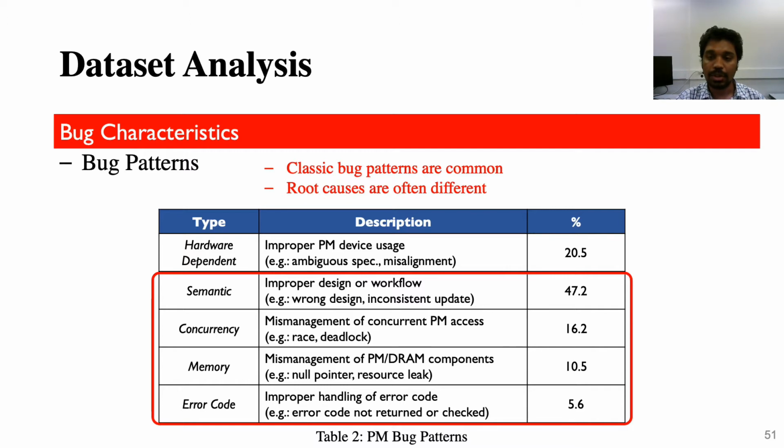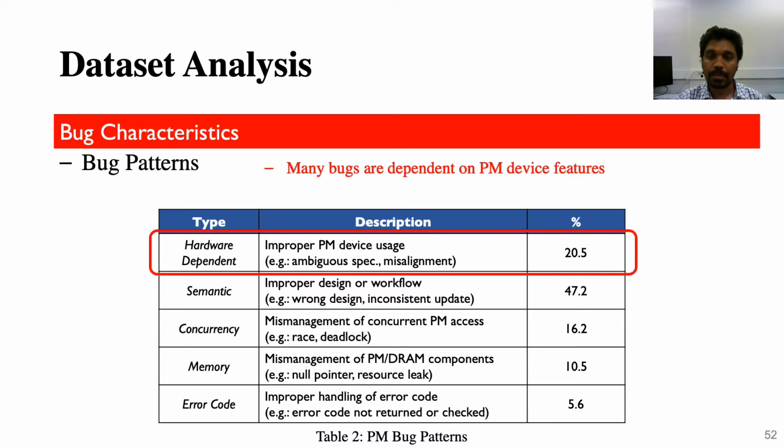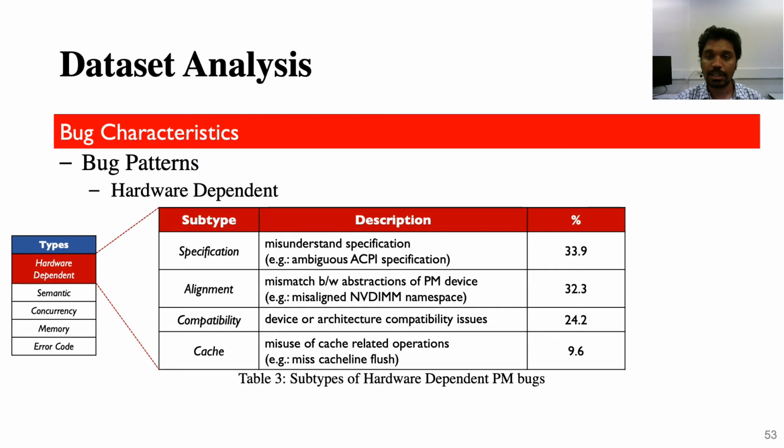However, the root causes are often different from the bugs in traditional systems, and we will show some examples shortly. Besides the classic bug patterns, we observe that about 20% of bugs depend on the PM device. We further classify hardware-dependent bugs into 4 subtypes. Specification bugs occur due to misunderstanding device or interface specifications. These are the most common hardware-dependent bugs observed.